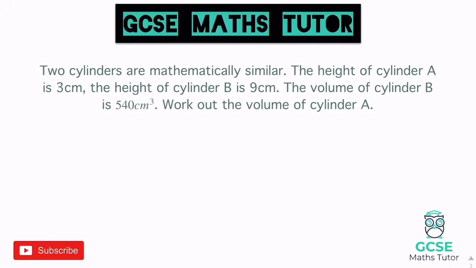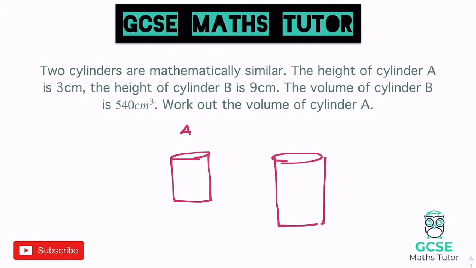So again, there's no picture, which it may or may not give to you, but I can easily draw one and it doesn't have to be perfect. So let's call this cylinder A, and let's call this one cylinder B, which I'm going to draw just a little bit bigger, because I can see that the height of that is 9 rather than 3. Again, this isn't to scale, it's just to give you a little visual idea. So this is 3 centimetres as the height of A, and this is 9 centimetres for the height of B.